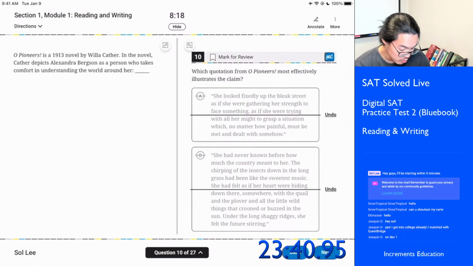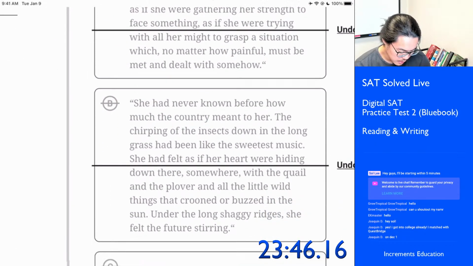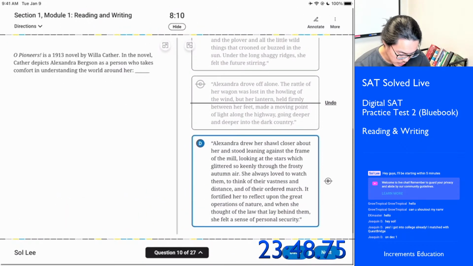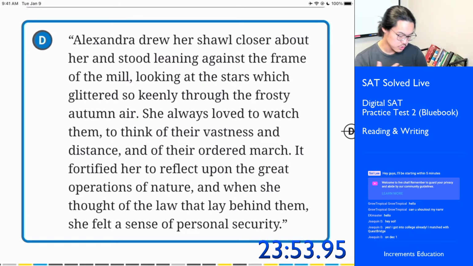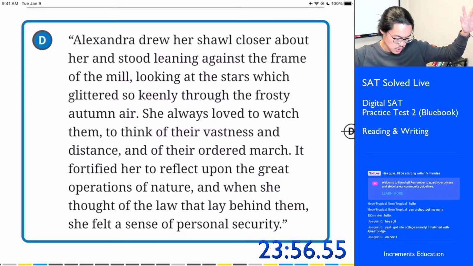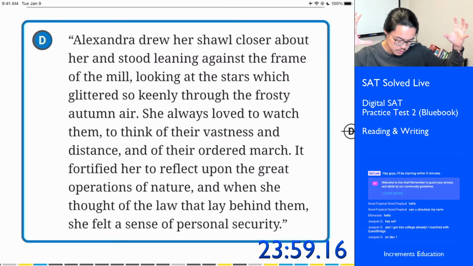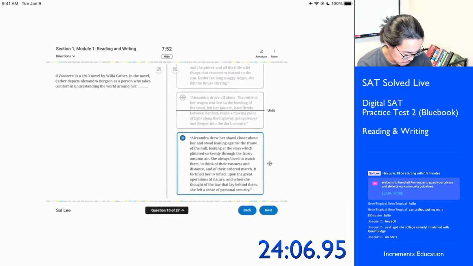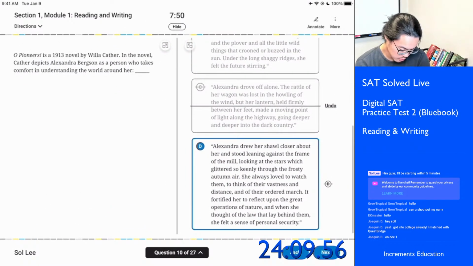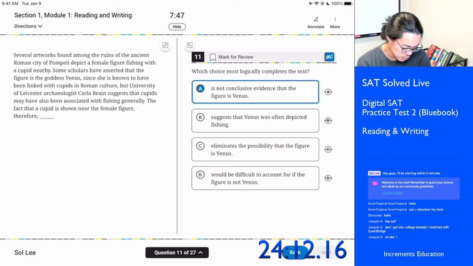Which quotation? This took me a long time, but she has to take comfort in understanding the world around her. And I had to go through all of this. So let me just make sure I see comfort in the world around her and understanding the world around her. She drew her shawl closer. She leaned against the front. She looked at the stars. She loved to watch them, to think of their vastness and distance and their ordered march. It ordered her, to comfort her, to reflect upon the great operations of nature. And when she thought of the law that led behind them, which is the understanding, she felt personal security. I mean, that's pretty straightforward now. Okay, it just took me a long time to actually process the answer choices when I was seeing it.